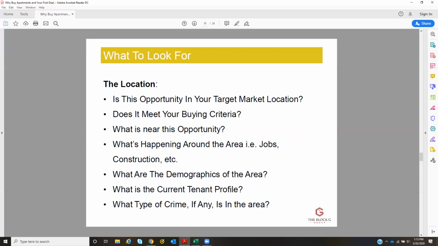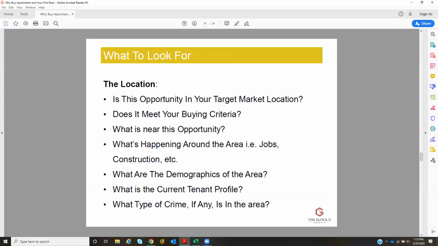And a lot of this stuff you can get from the OM, because these marketing packages that the broker puts out, they have a whole team of people doing this. So you can get preliminary information from the OM that you may just have to validate and dig deeper into, right? What's the current tenant profile of this property?